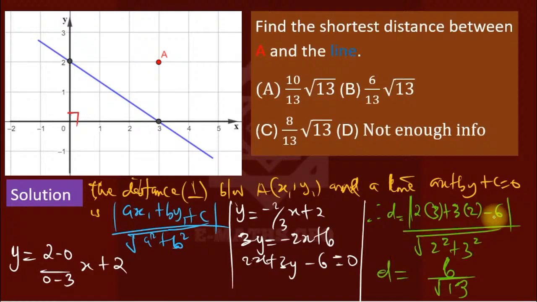But we don't have anything like this in the options, so we rationalize. Multiplying by the conjugate, which is root 13, I have times root 13 over root 13. So that's it. So that should be option B. So that's how to use the distance formula between a point and a line.